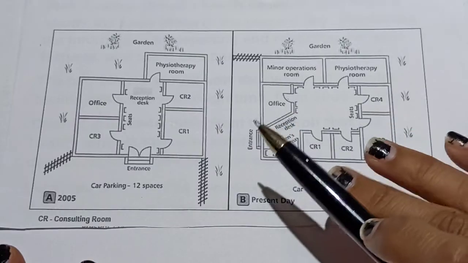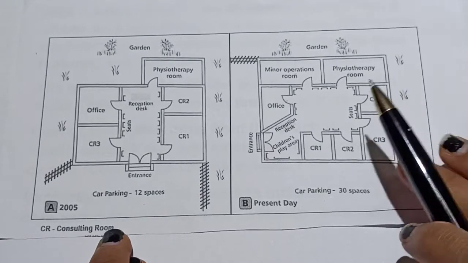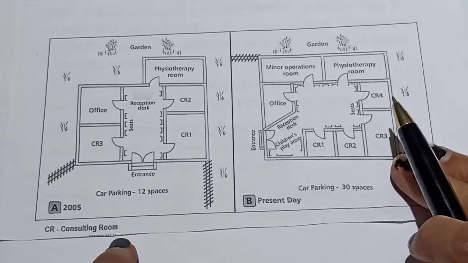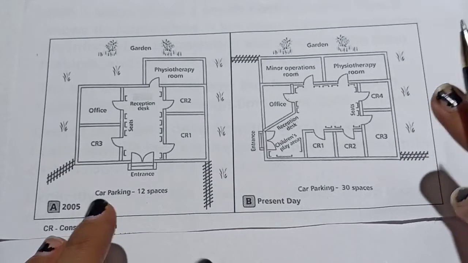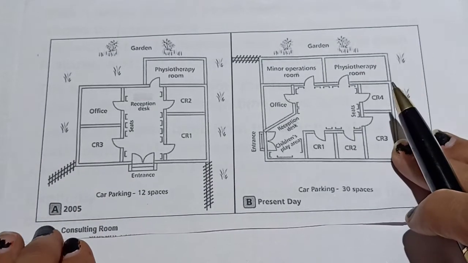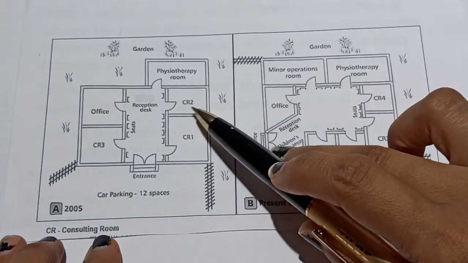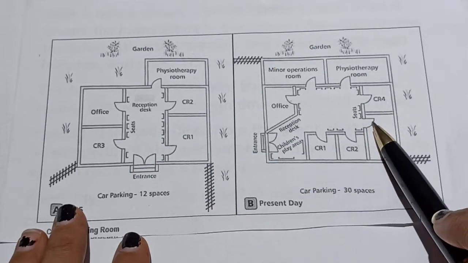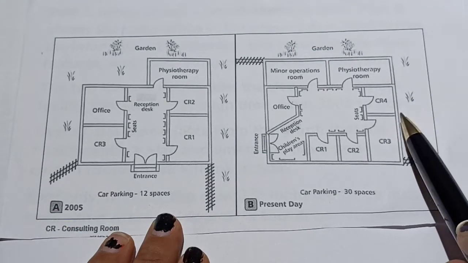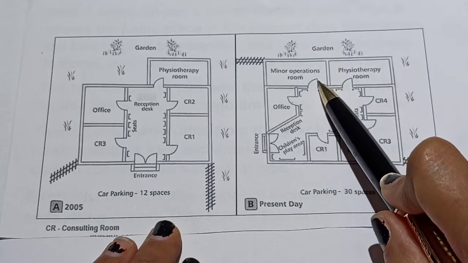So we are given plan A and plan B, which are representing a health center in the year 2005 and the present day respectively. So we can see a lot of changes now, and CR is representing consulting room. So here we can see CR1, CR2, CR3. Now CR4 is also there. A room for consultation has also been built in, and a minor operation room is also there now.